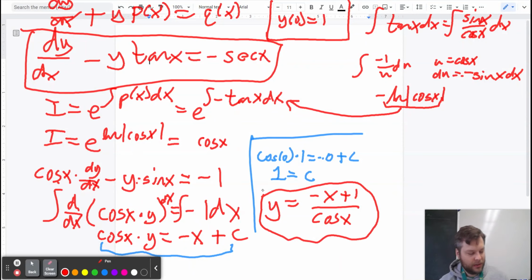So if I wanted to use that for anything else, I could. Like if I wanted to predict what the y value is when x equals pi or 100, you can plug it into that formula there.